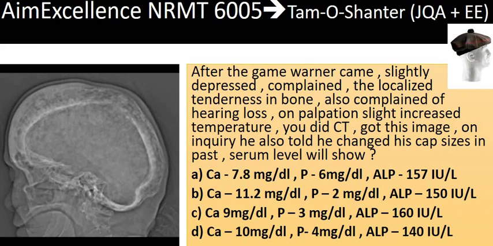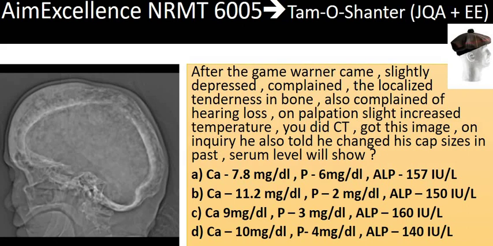So after the game, the Warner came to you slightly depressed, complained of localized tenderness in bone, and also complained of hearing loss. On palpation, there is slight increased temperature. You did a CT scan and got this particular image. On inquiry, he also told you he changed his cap sizes in the past. Serum levels will show four sets of calcium, phosphorus and alkaline phosphatase levels.